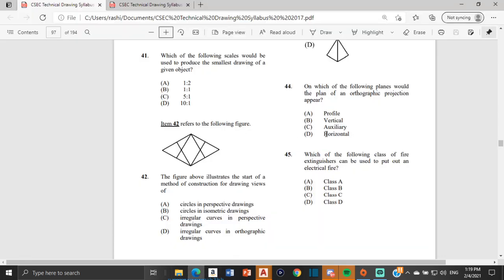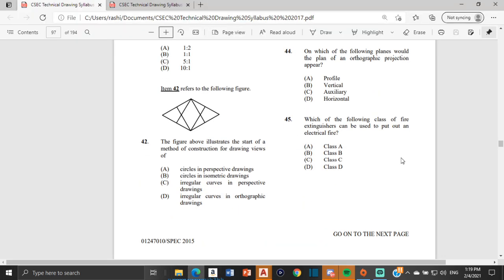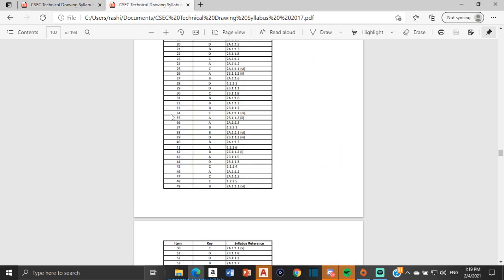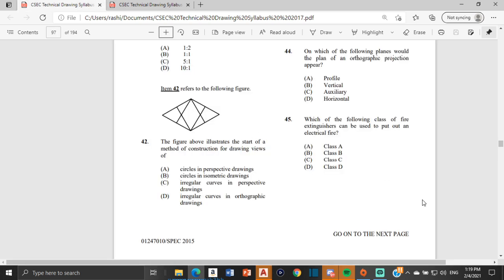Now, number 45. Which of the following classes of fire extinguishers can be used to put out an electrical fire? Should be class C. Let me see. Number 45, C. Yeah, number 45, C. Class C fire extinguishers are used to put out electrical fires.